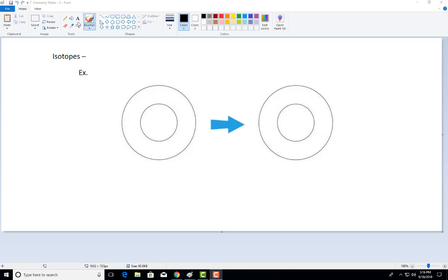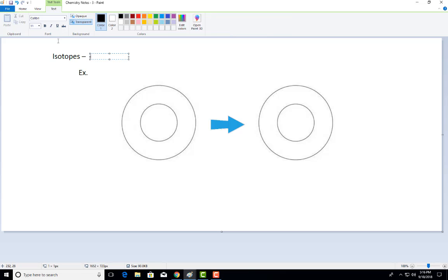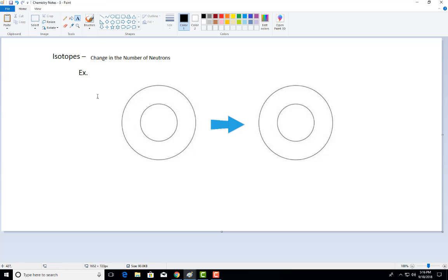Okay, so here's our isotopes, and we said a minute ago that this is going to be a change in something, but it wasn't electrons. This is going to be a change in the number of neutrons, the things in the middle that help to stabilize the atom. So this is where we start seeing atoms become unstable. So you can imagine some stuff we're going to talk about.